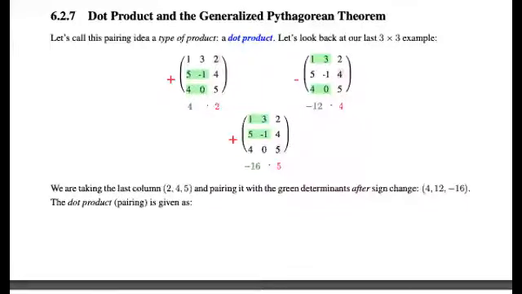Welcome to a read along with Dr. Powell in the book Discrete Perspectives in Mathematics. This is subsection 6.2.7, dot product and the generalized Pythagorean theorem.